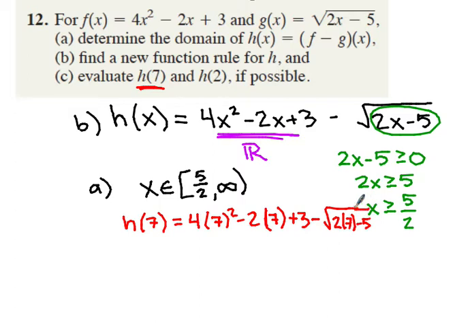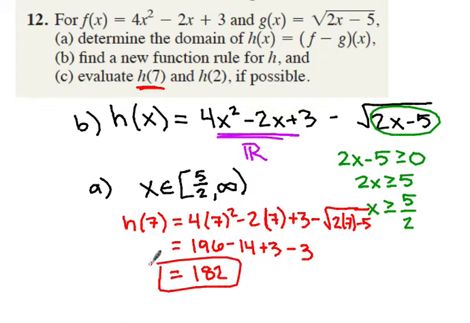Okay? So as we simplify this, we're going to see that this is 4 times 49, which is 196, minus 14 plus 3 minus the square root of 14 minus 5, so the square root of 9, which is 3. So we'll see that h of 7 is going to equal 182. Okay, cool. Just evaluate it the exact same way we've always evaluated stuff. Next, we can look at h of 2.